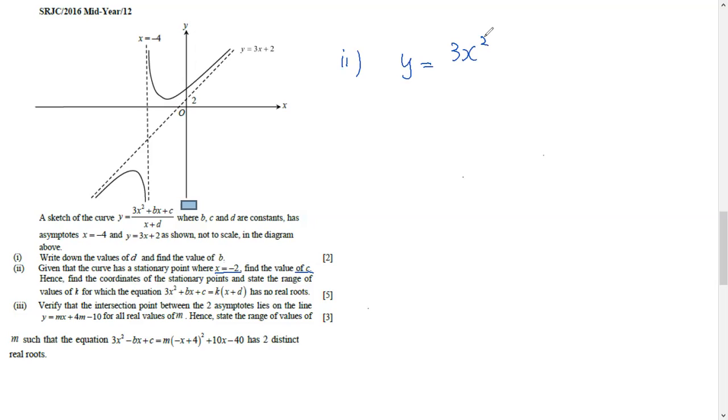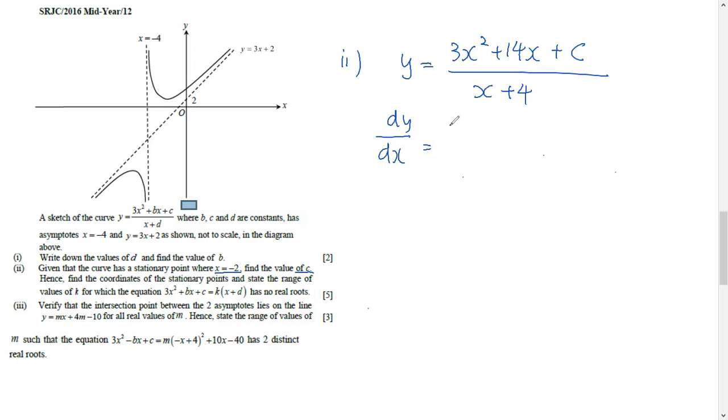So we're going to sub in the values for b. b was determined to be 14. So y equals (3x² + 14x + c) over (x + 4), where c is unknown and d was 4. Okay, so we do dy/dx.